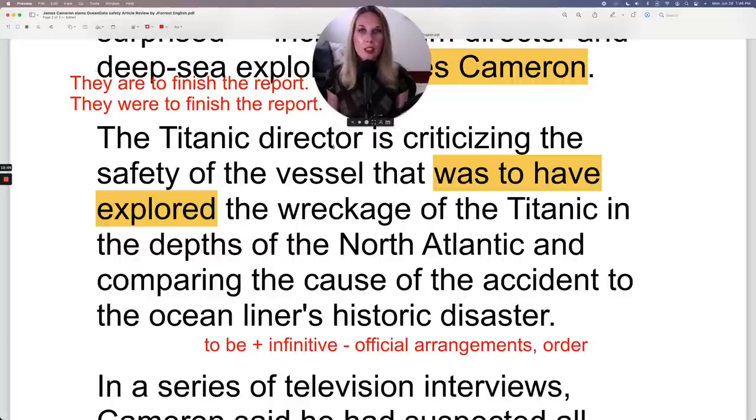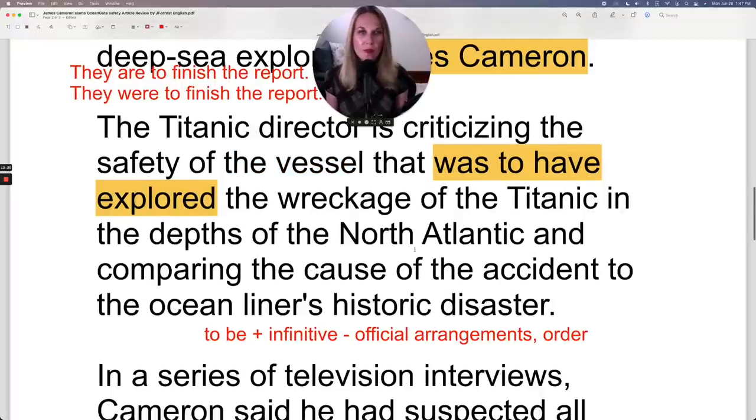The Titanic director is criticizing the safety of the vessel. So the vessel was to have explored the wreckage. So this is what its official arrangement was, but it didn't do it because it had the catastrophic implosion along the way before it reached the wreckage.